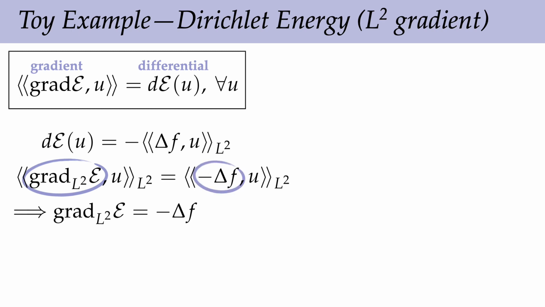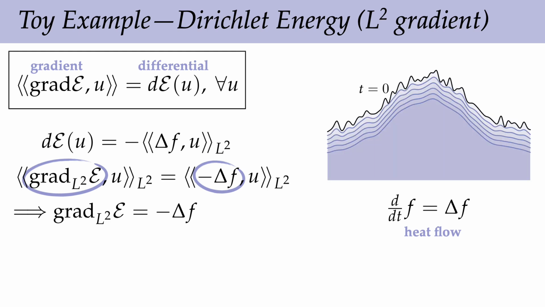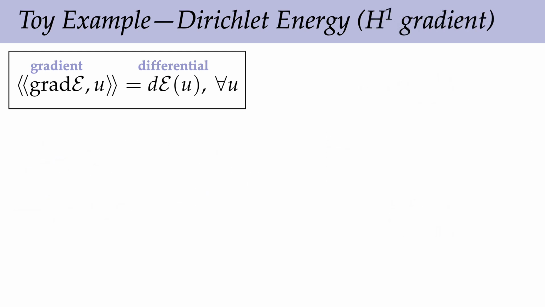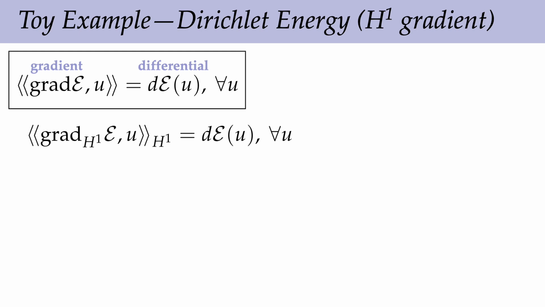If we plug this into our gradient flow, we get an optimization scheme that looks like heat flow. At each moment, the change in f equals its Laplacian. And so heat flow will slowly smooth out little bumps, gradually decreasing Dirichlet energy. Though what you notice is this one big bump in the middle still remains. So let's see if we can do better by using a Sobolev inner product. For instance, the H1 inner product.